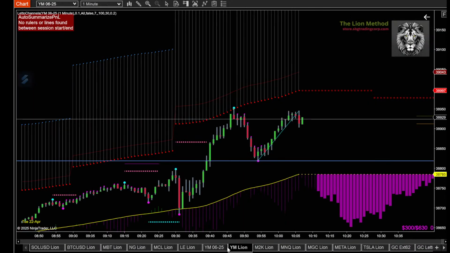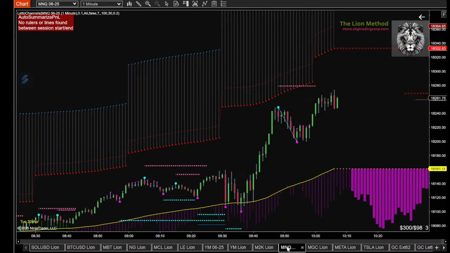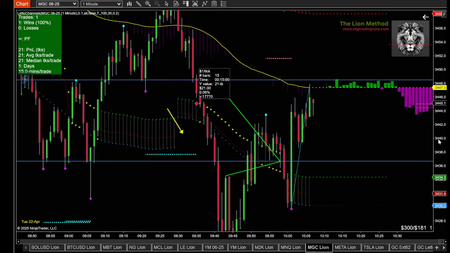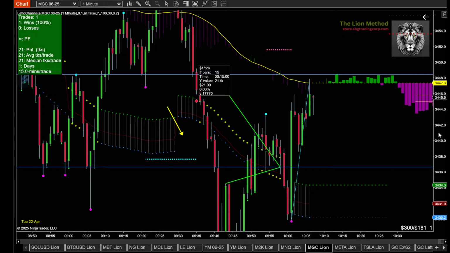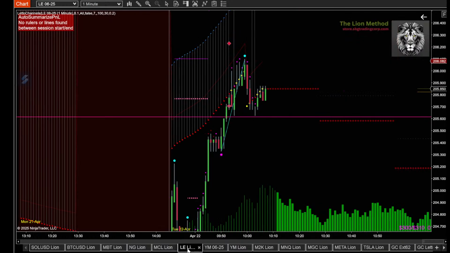What is YM doing? Battling at that 50% retrace. Gold went to the 100. See, we hit our 100 line. That would have been our second target. Not looking at the equities right now. All right, we should get an extension dot any minute here.